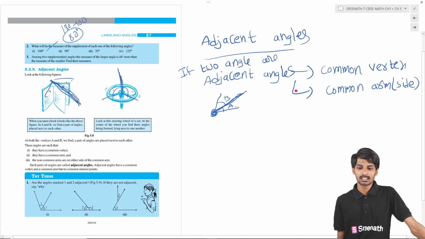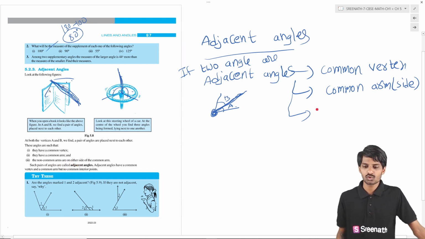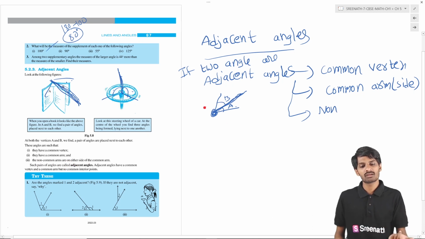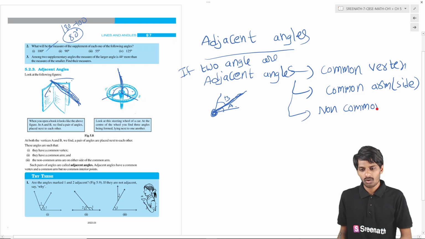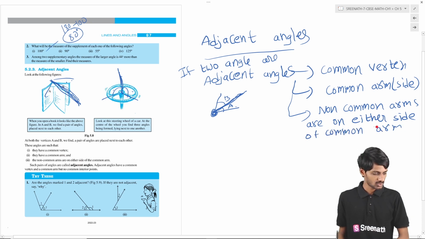And what is the other thing? The non-common arms are on either side of the common arm. So there is one common arm, and the remaining will be two other non-common arms. Those non-common arms or sides must be on either side of the common arm. So this is one more condition, students.